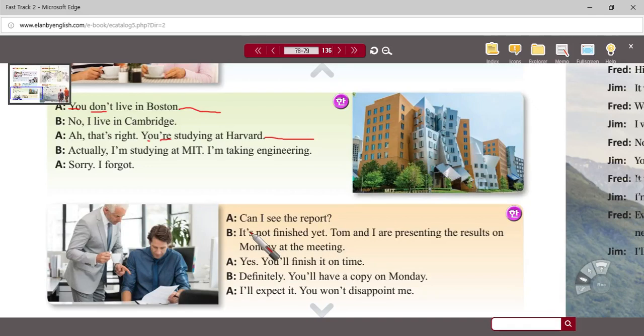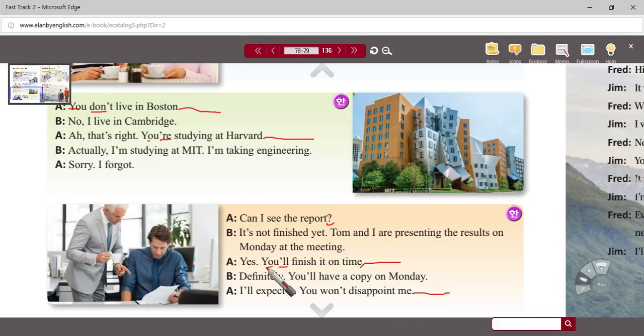And the last one, all right, so obviously this first sentence does not need a tag. It's already a question, so you don't need to put a question on the end. Can I see the report? Can I? That doesn't make any sense. It's already asking, can I see the report? Probably the best places are here and here for the answers. You could put one here, but these sound better. You'll finish it on time. Won't you? So the modal is will. It's shortened here. You will. You'll. So you will finish it on time.